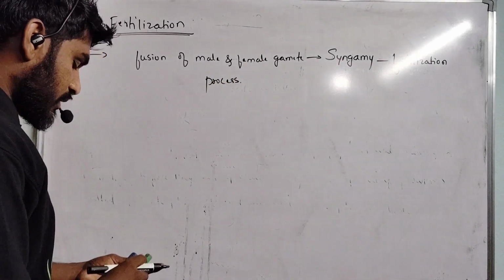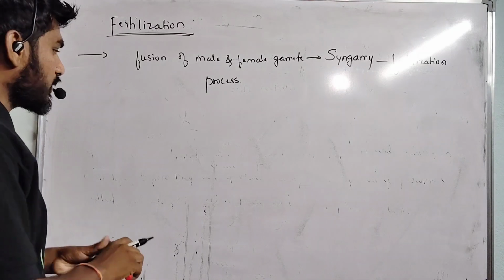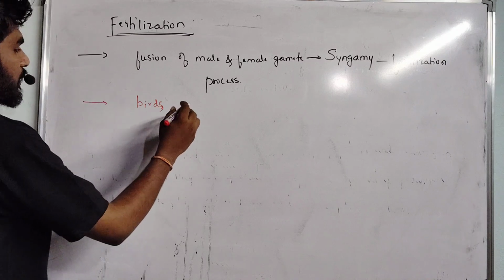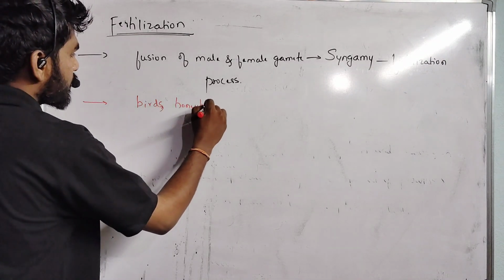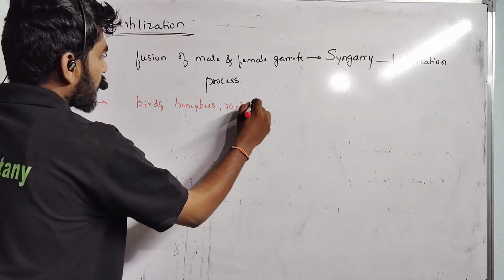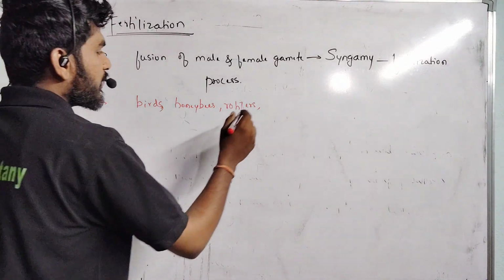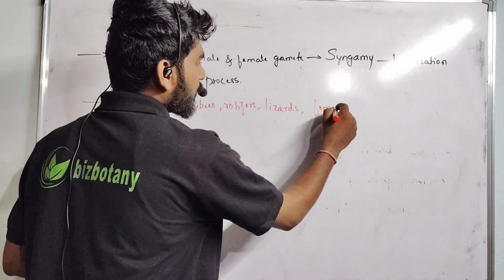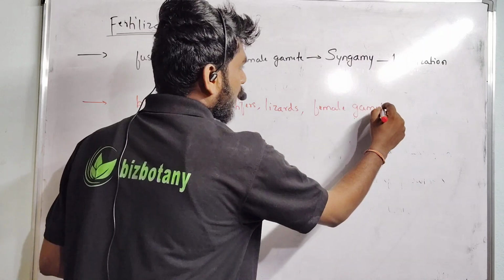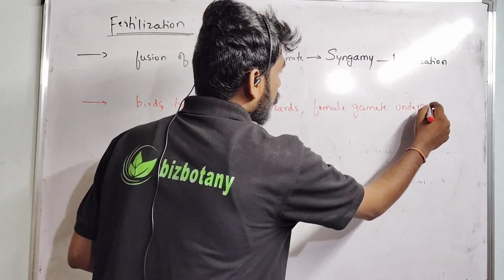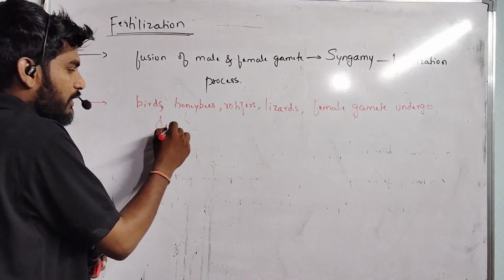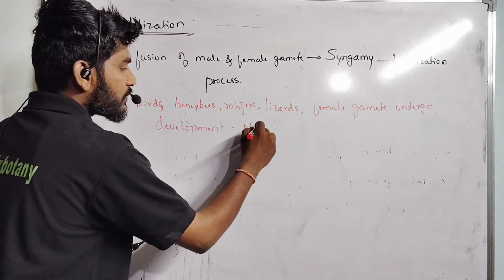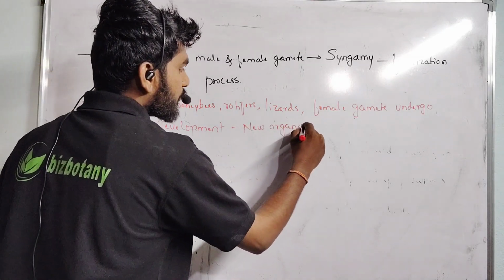In some organisms, like some birds, honeybees, rotifers, and some lizards too, you can see female gametes undergo development. The female gamete, nothing but an egg, undergoes development and forms a new organism without fertilization.